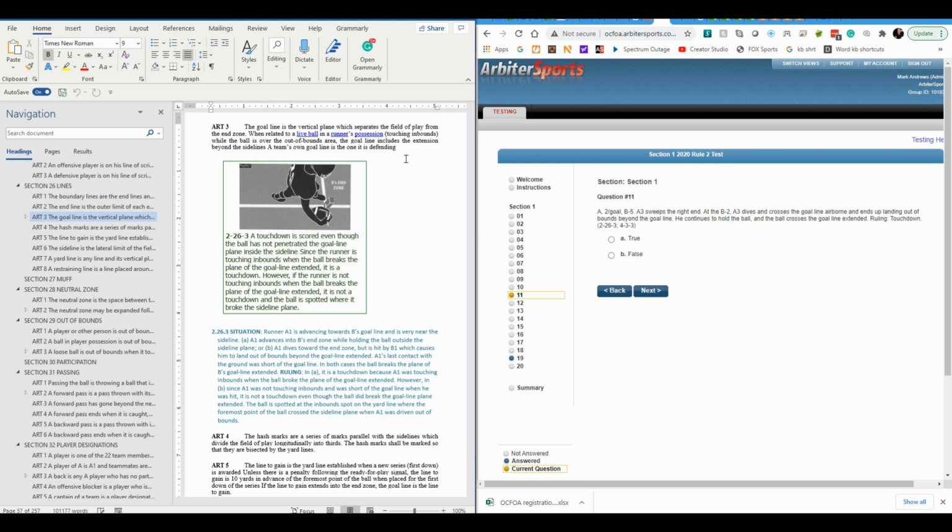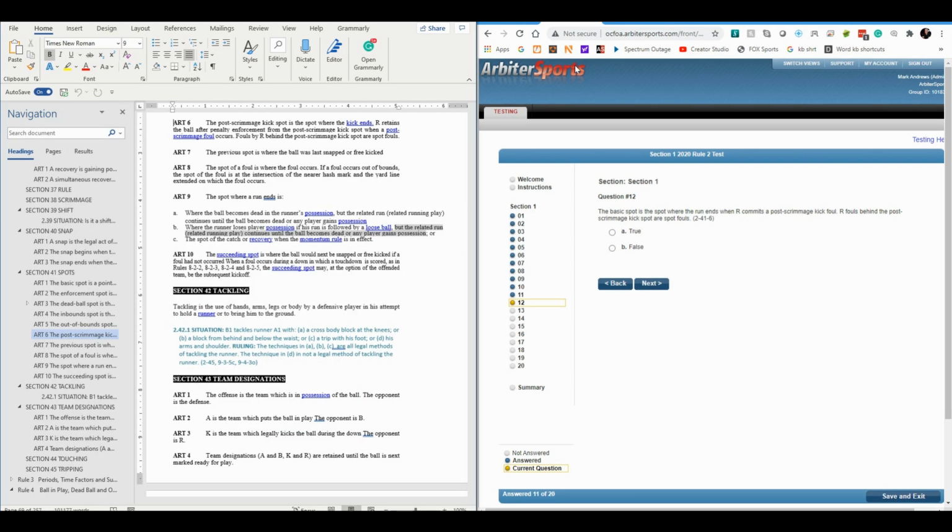And you'll notice in this question, A3 dives and crosses the goal line in the air and lands out of bounds. So he does not get the goal line extended. And so this isn't a touchdown. And as officials, we have to decide where the ball intersected the sideline and place the ball there. And that's a tough job, but you just got to do your best. But the answer to question number 11 is false.